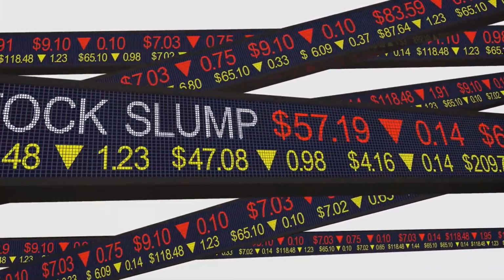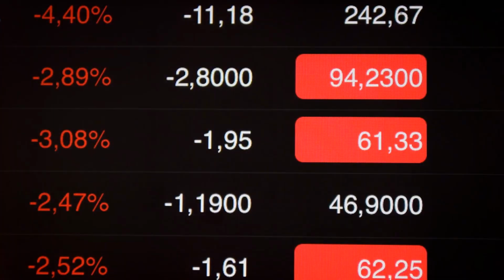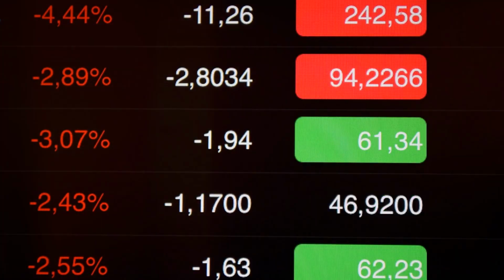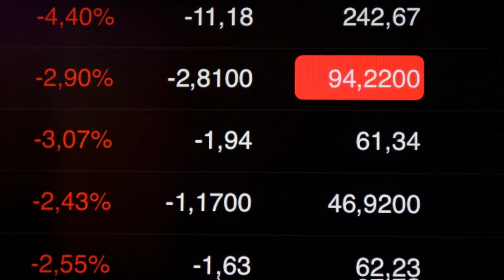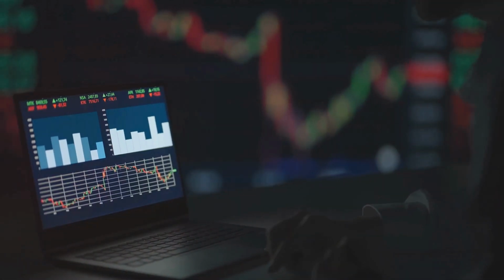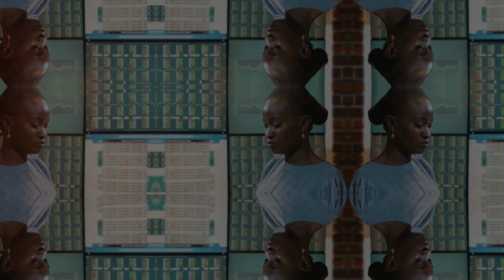UiPath stock was tumbling early on Thursday the 13th of March. The automation software company might be a victim of the Trump administration's drive to cut federal spending. PATH stock 4-hour chart analysis, March 13th, 2025 at 8 a.m.